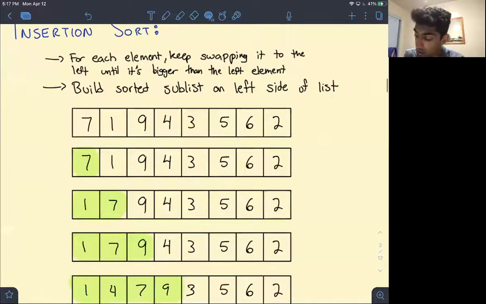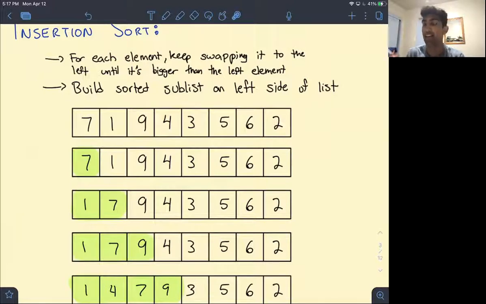So what we're really doing in insertion sort is we move through the elements from left to right. For each element, we keep swapping it to the left until it's bigger than the left element. Then we say, chill, you're good here.